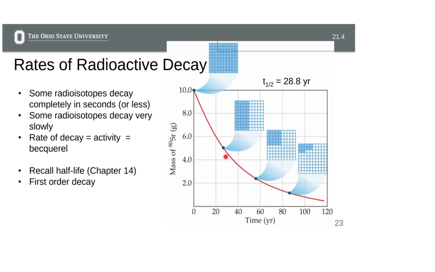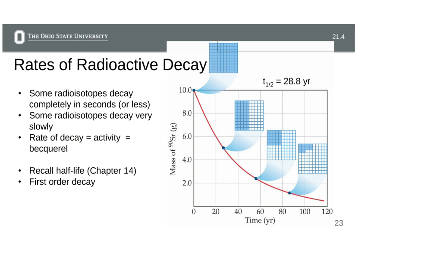strontium-90. In 28.8 years, we're going to have 5 grams. In another 28.8 years, we're going to have 2.5 grams, and then so on and so forth. We'll get 1.25, and then half of that, and half of that. Okay? So first order decay kinetics.